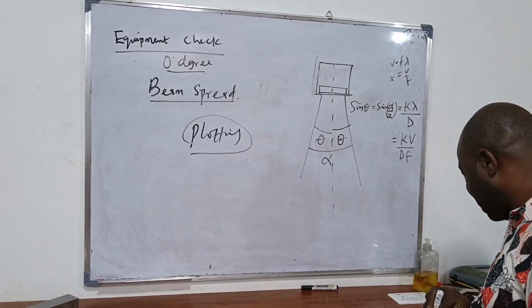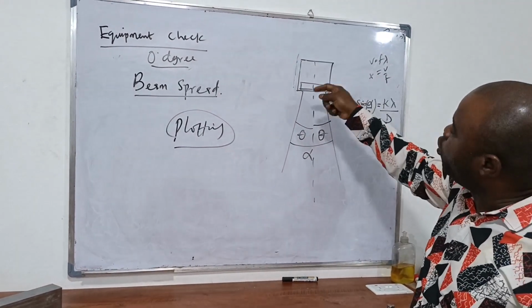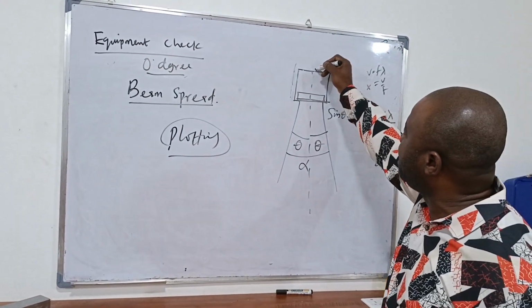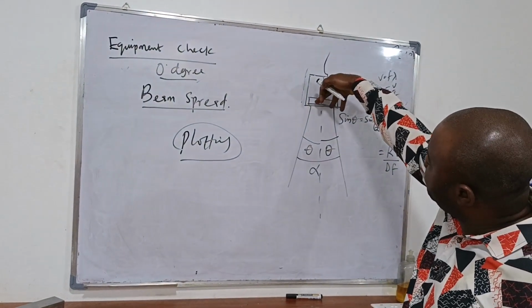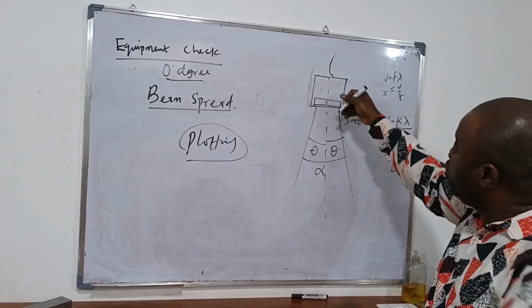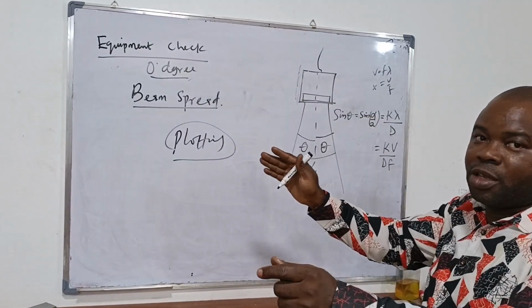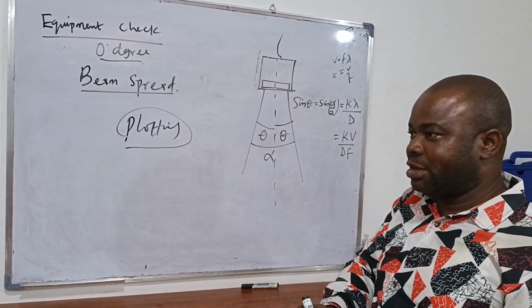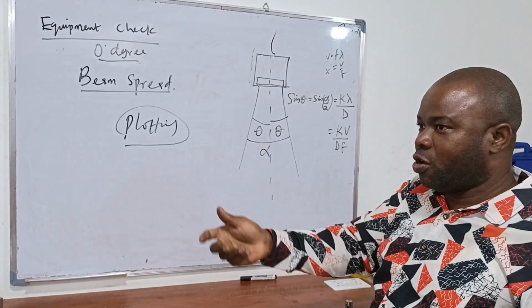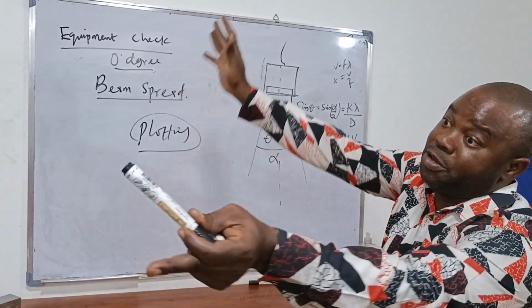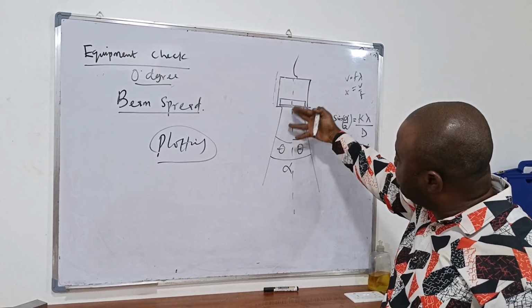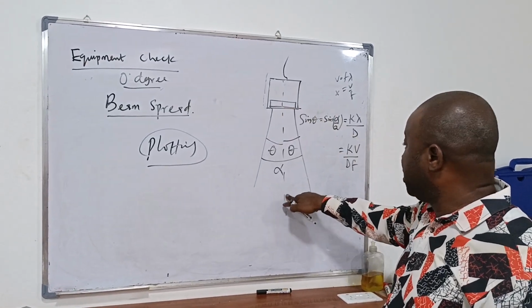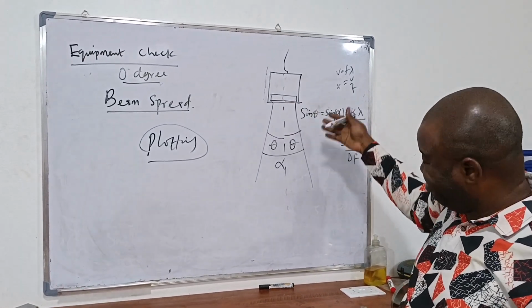Theoretically, we know that, say this is my probe, represented schematically like this. When the UT beam comes, it doesn't go straight, it spreads out, just like your torchlights. You switch on your torchlight, the beam spreads out. So this angle that the UT beam spreads with is what we call the beam spread.